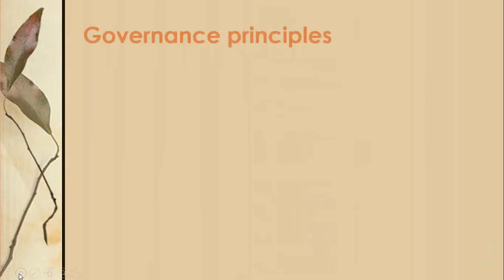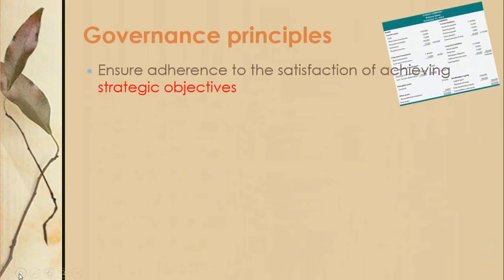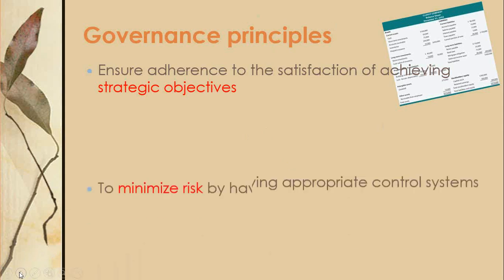Okay. So now I want to discuss the governance principles. What are the governance principles that you have? Basically, governance principles are to ensure that you achieve your strategic objectives. You have your financial objectives and other objectives. So the governance principles should ultimately be to achieve the strategic objective. That is the purpose of governance ultimately.